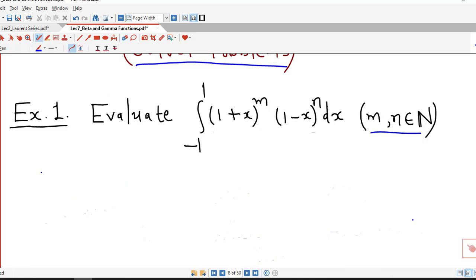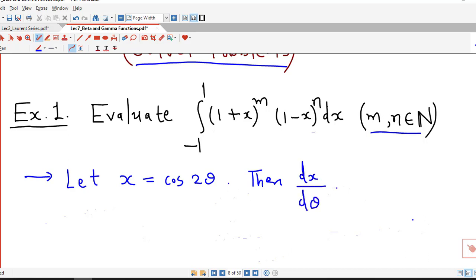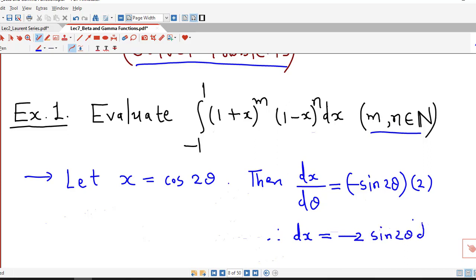So we start with this substitution. We consider x equal to cos 2 theta. Then if we differentiate x with respect to theta, we have the derivative of cos 2 theta is minus sin 2 theta into the derivative of 2 theta, which is 2. So therefore dx becomes minus 2 times sin 2 theta d theta.